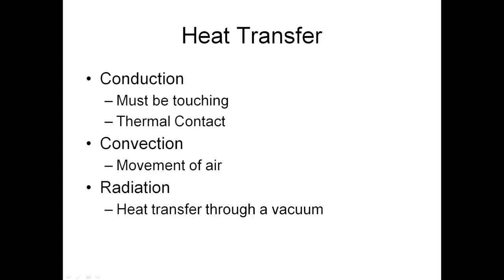This constant cycle of hot air rising and cold air sinking is called a convection current. You might have heard that term before in relationship to a convection oven. And that's the secret to how all food gets cooked in an oven.